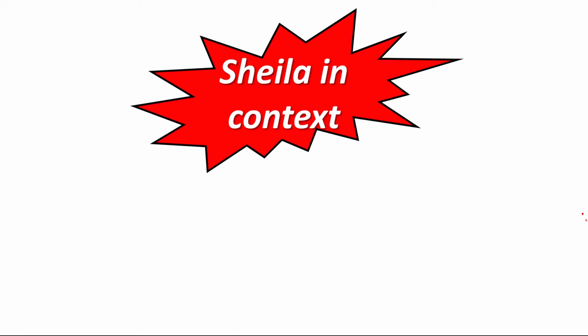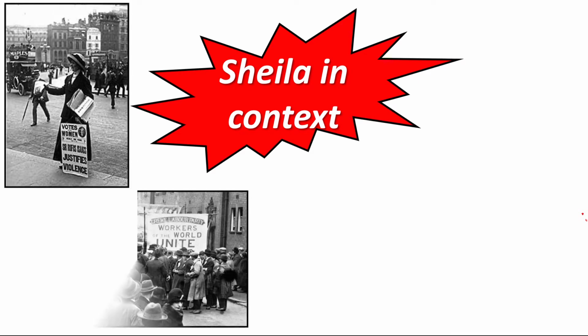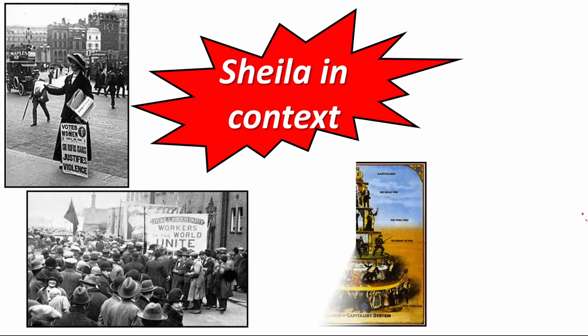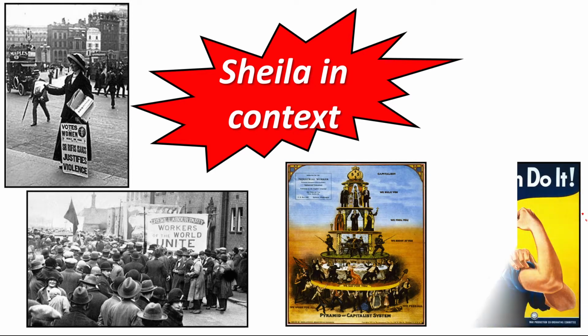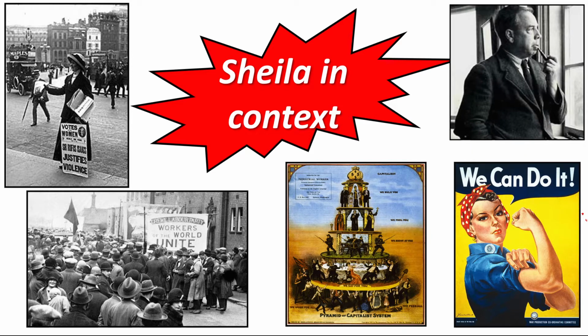So this next section, I'm going to have a look at her in context and try and help you to understand some of the history, the politics, the social factors at play with the character of Sheila. Perhaps the most important of them is that one in the top left: her as a symbol for female emancipation, for women getting the vote and for the suffragettes.